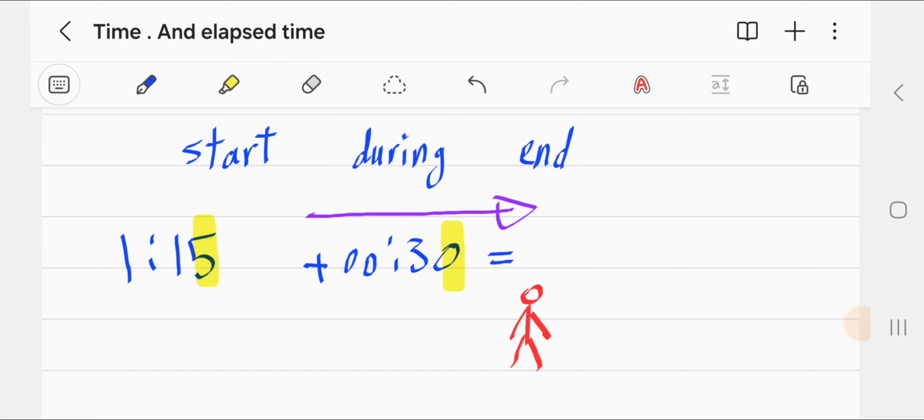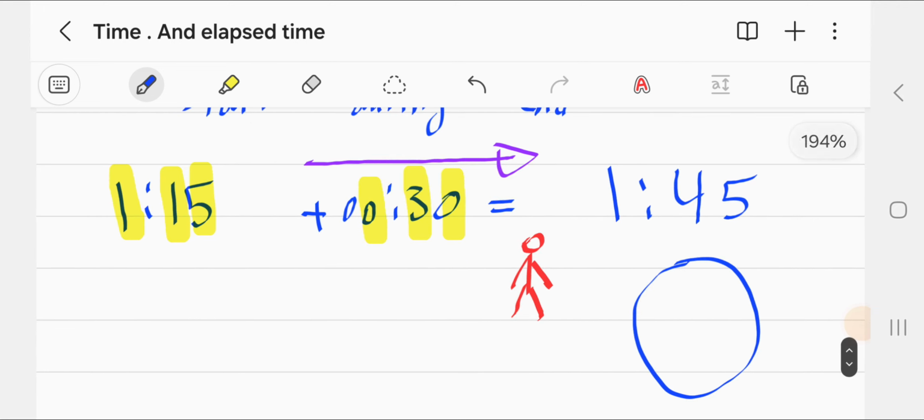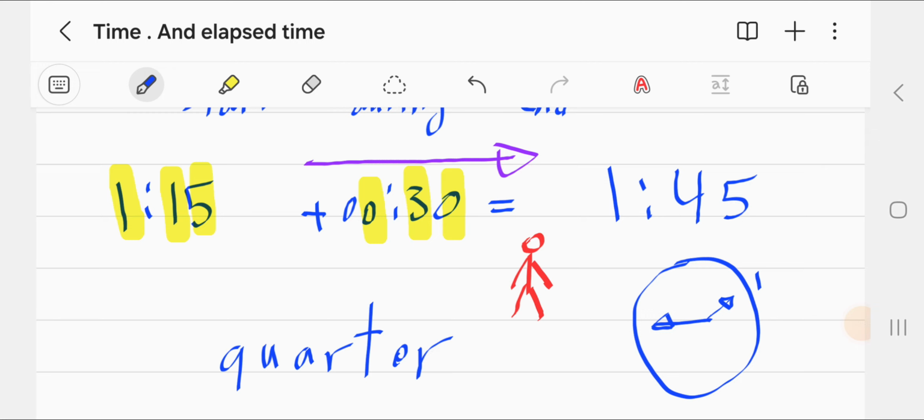5 plus 0 will be 5. And then 1 plus 3 equal 4. Okay, and 1 plus 0 equal 1. So, can you read this time? Yes, when you make it here, you find it's 1 and here. So we can read this time as 1:45, or we can read this as quarter to 2 because we have just a quarter hour to complete 2 o'clock. Okay?